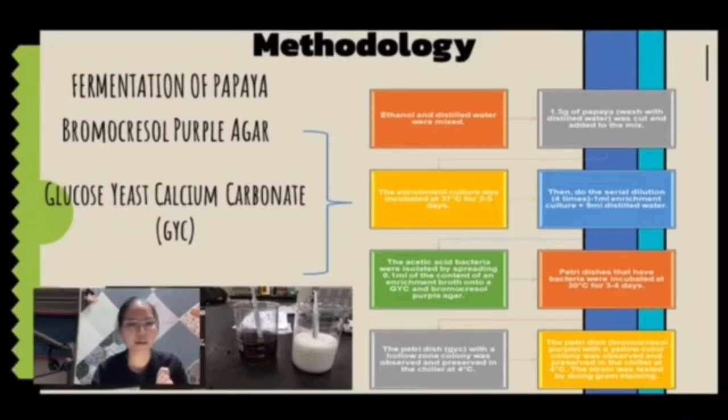Hi, it's me again. I'll show you how we prepared the bromocresol purple agar and also the glucose, yeast, calcium carbonate agar, which stands for GYC. There are various steps, so please pay attention. The first step is that ethanol and distilled water were mixed. Then we add 1.5 grams of papaya, which was washed with distilled water and cut, into the mixture of ethanol and distilled water. The enrichment culture was incubated at 37 degrees Celsius for 3 to 5 days. Then we also do the zero dilution.